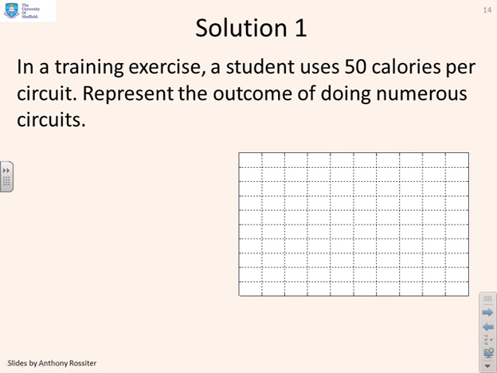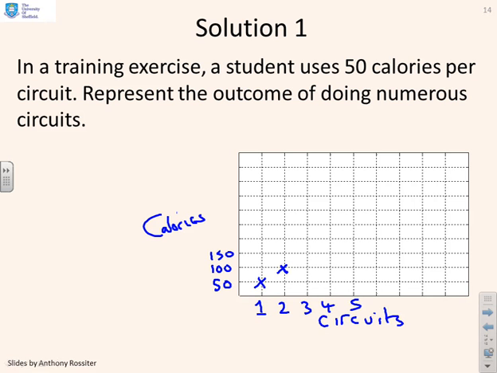So first, in a training exercise, a student uses 50 calories per circuit. Represent the outcome of doing numerous circuits. So first, I'm going to write down here how many circuits they've done. So they might have done 1 or 2 or 3 or 4 or 5. And then on the vertical axis, I'm going to use calories. So if they do 1 circuit, they've used 50 calories. If they do 2 circuits, 100 calories, 3 circuits, 150, and so on. And you can see I can mark all these crosses, and very quickly you'll notice there's a straight line here.